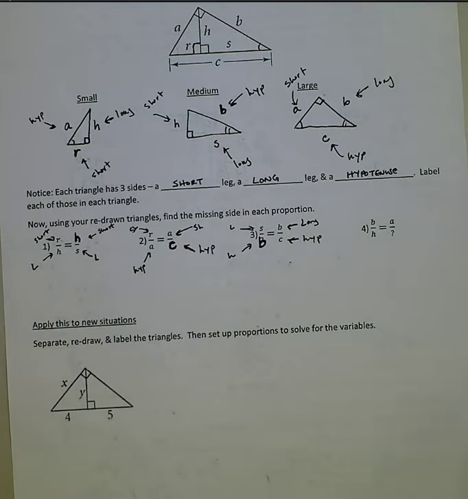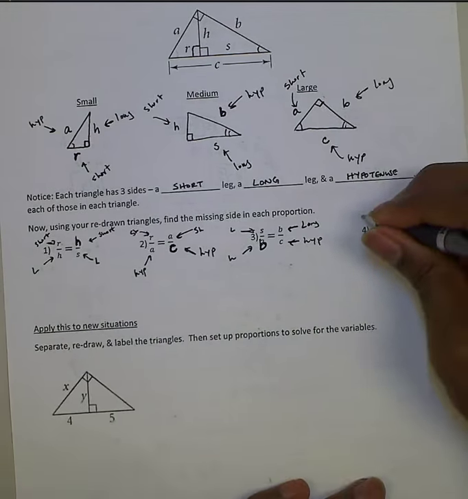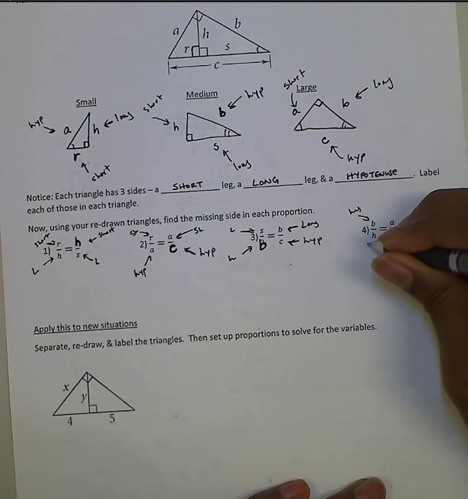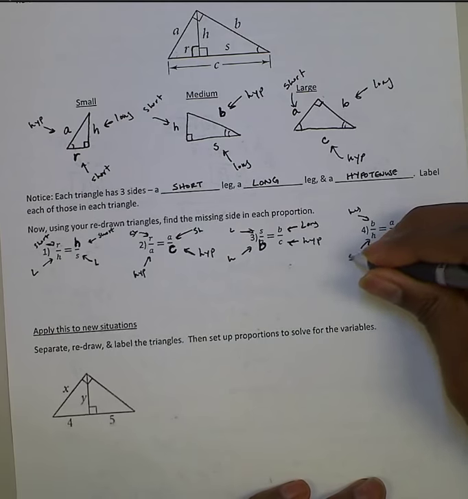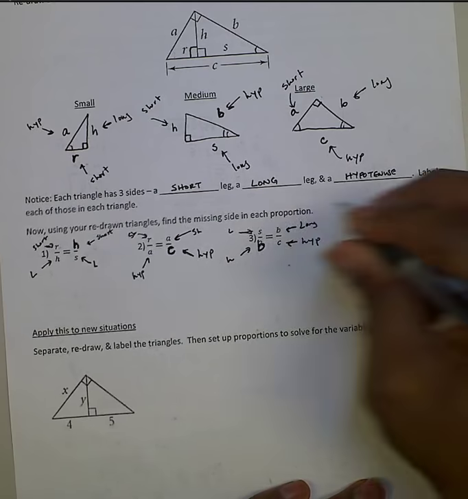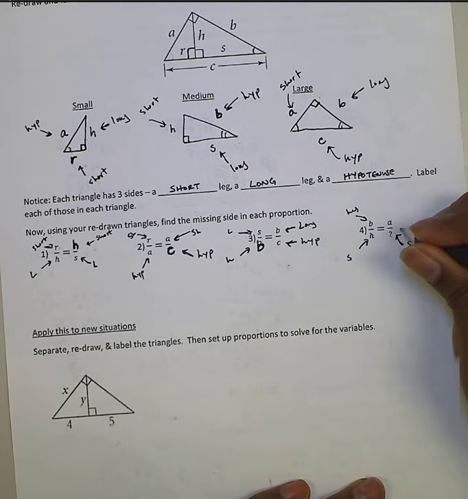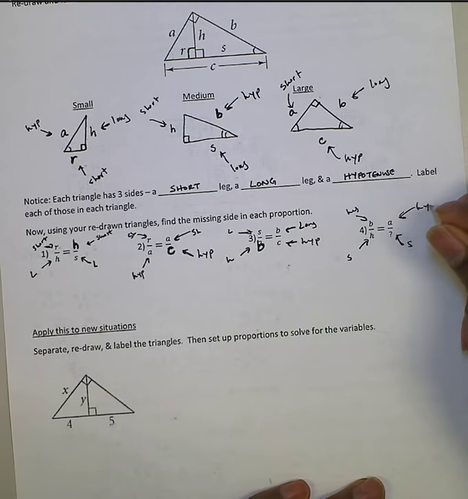And then finally, number 4, we have b over h. What triangle has b and h there? That's the medium, where b is the hypotenuse, and h is the short side. So now I'm going to look for the triangle where a is the hypotenuse, it's the small one, and what's the short side? R. So my answer is R here.